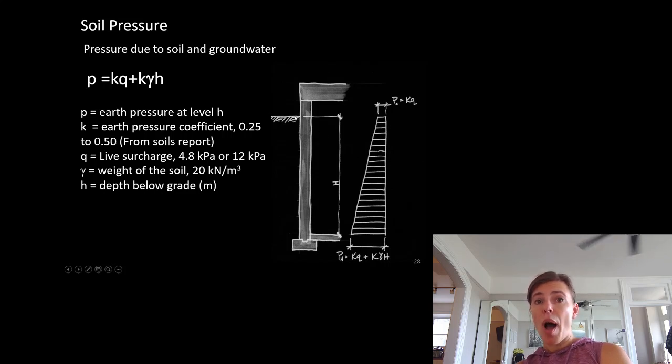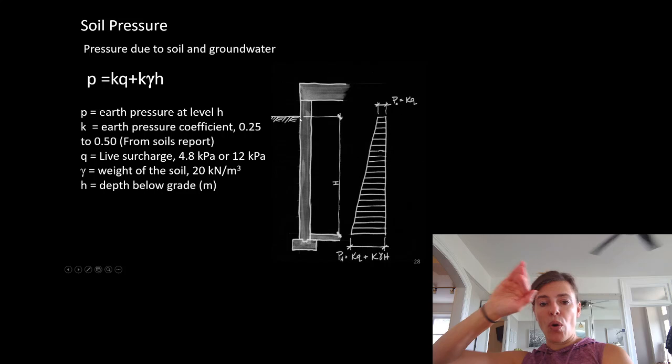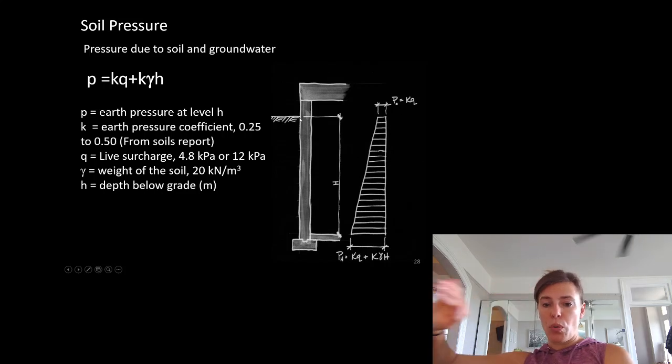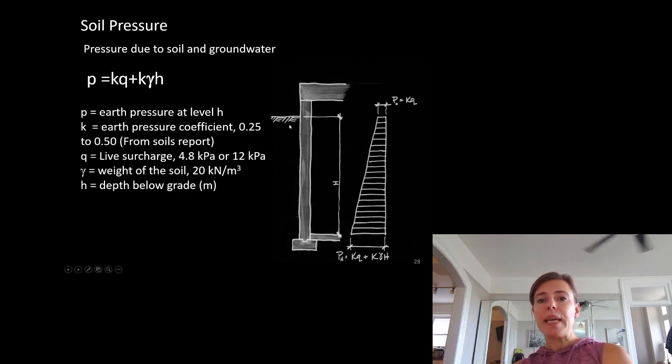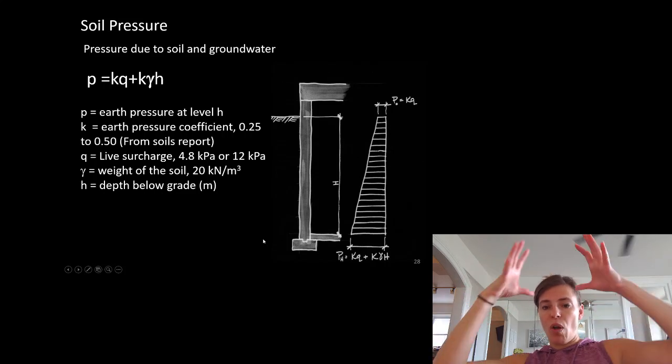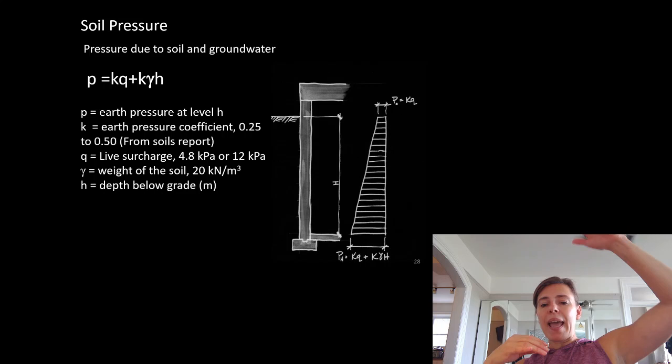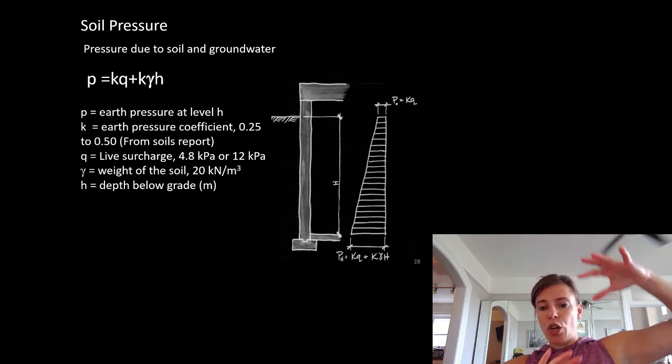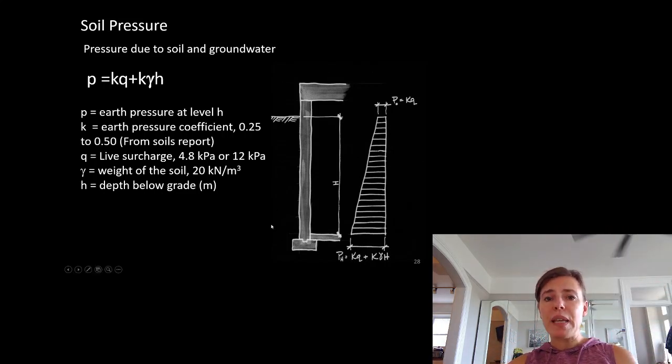So at the top, there's almost no weight. We're going to have almost no load trying to push in. But as we get down to the bottom of the foundation wall, we have all the weight of the soil above it and the weight of the surcharge trying to push all of this soil into our basement. And we can see that the pressure starts to increase there.